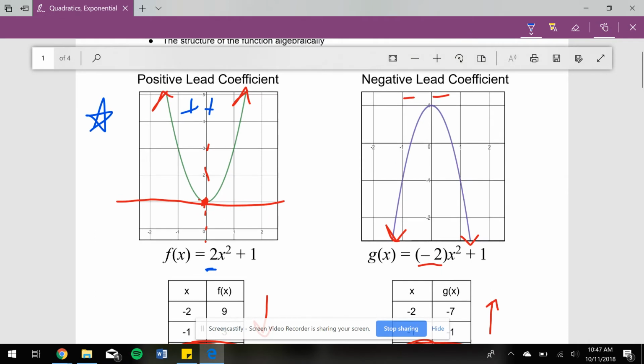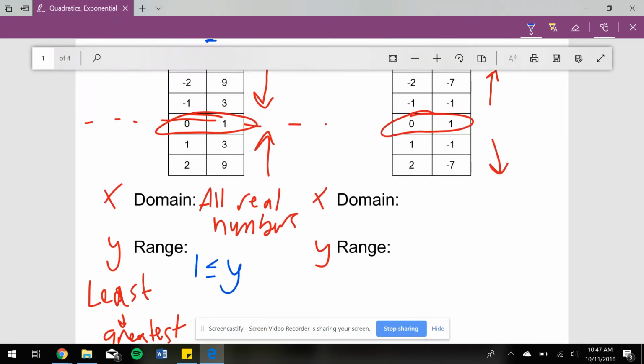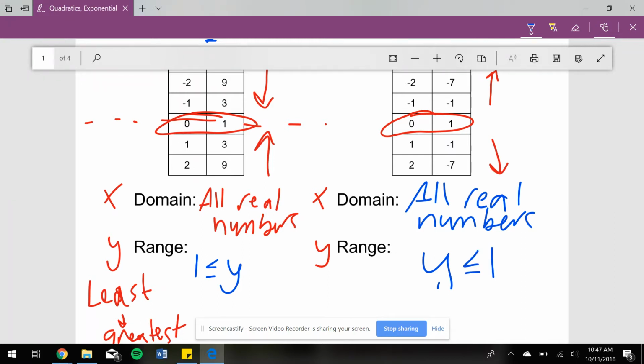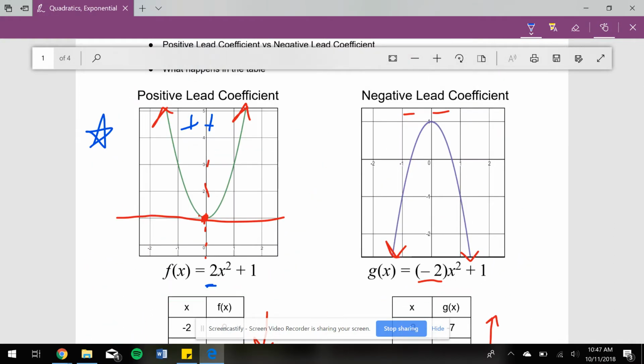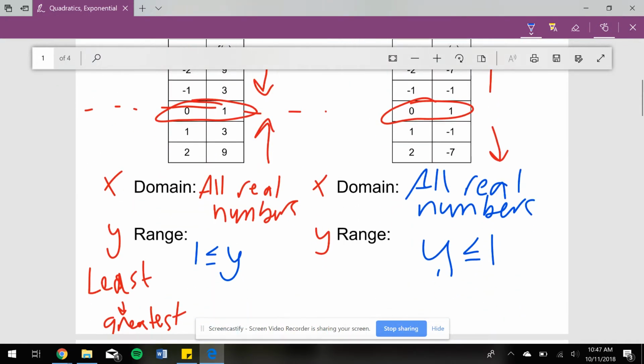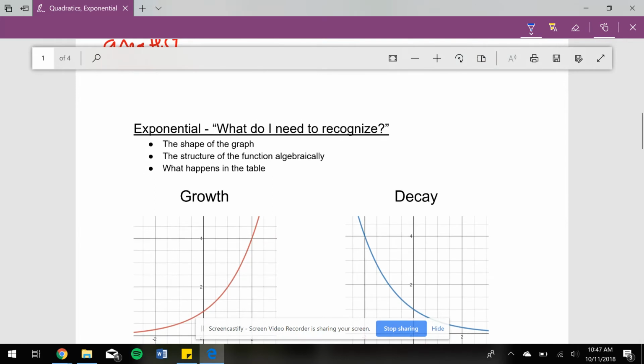If we look at our negative one, domain is still the same. It's going to be all real numbers. So any number we could talk about. And then my range is going to be when y is less than or equal to 1, right? It's all the values of y that are less than 1. All right, so that's talking about domain and range.